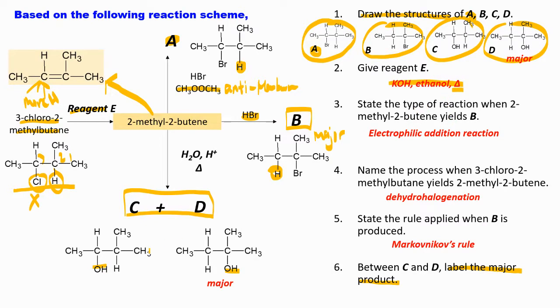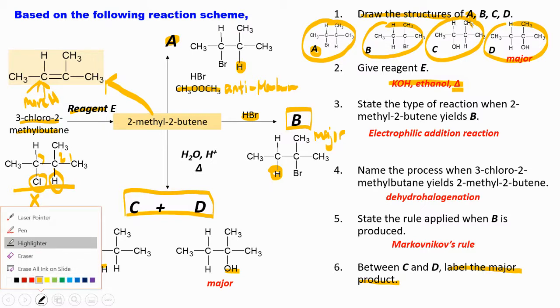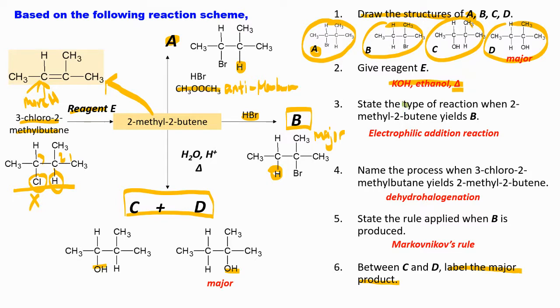Now this is a very important part: state the type of reaction. When it says state the type of reaction, we are referring to electrophilic, nucleophilic, addition, elimination, rearrangement, or substitution. Those are the keywords that we are looking for. So let's look at B. We know that it is addition, and HBr is electrophilic, so we name it as electrophilic addition reaction.